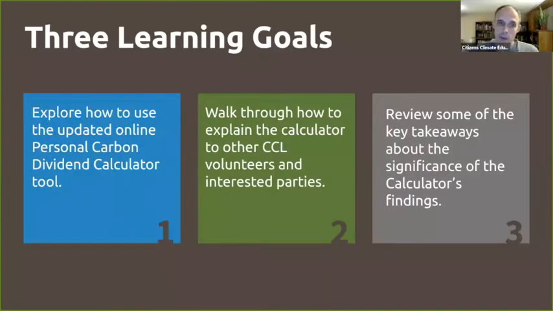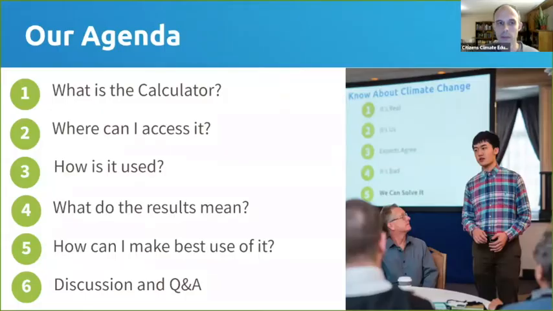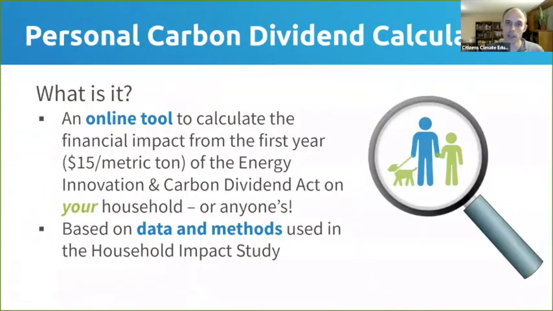So the three big things we want to cover today: first is how to use the Personal Carbon Dividend tool. And we want to walk through how to explain the use of the calculator to other CCL volunteers or interested parties. And then lastly, we're going to review some of the key takeaways about the significance of the calculator's findings. So in a little more depth, the questions that we want to answer are: what is the calculator? How can you access it? How is it used? What do the results mean? And then lastly, how can you use it to the best effect? And then at the end, we're going to have a Q&A session and address any questions you might have as we go along here.